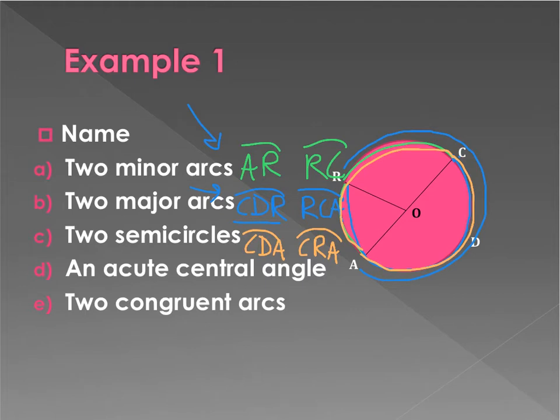Part D, we need to name an acute central angle. So acute meaning that it's less than 90 degrees. So less than 90 degrees would be this angle ROA. So we're looking at angle ROA.